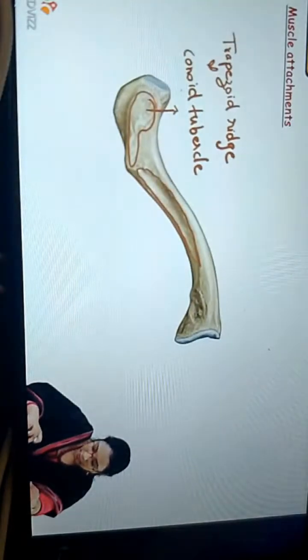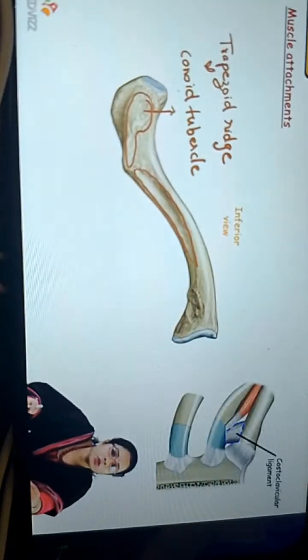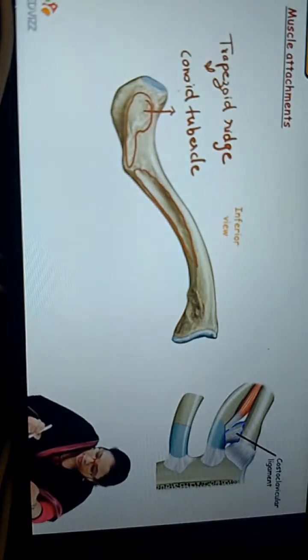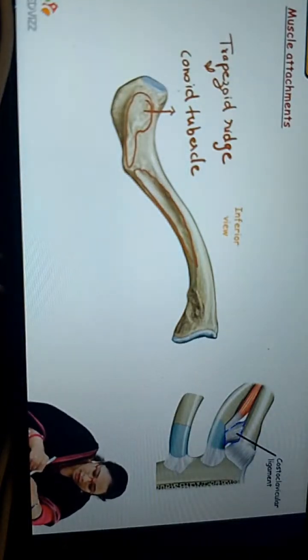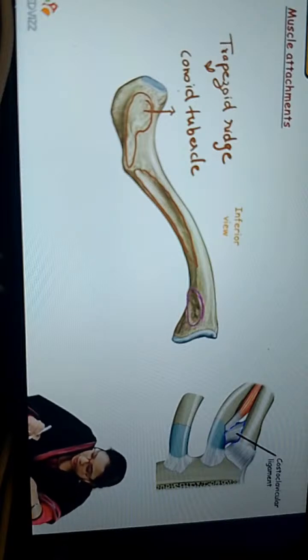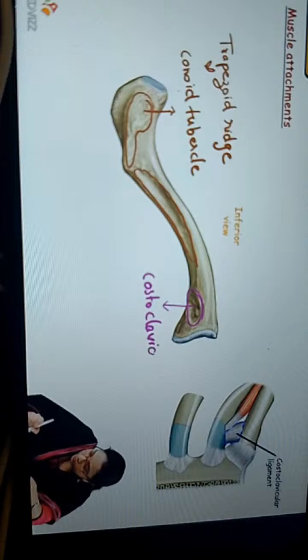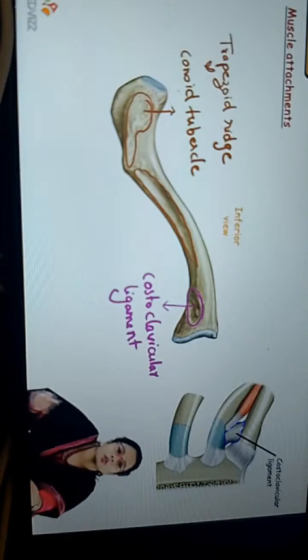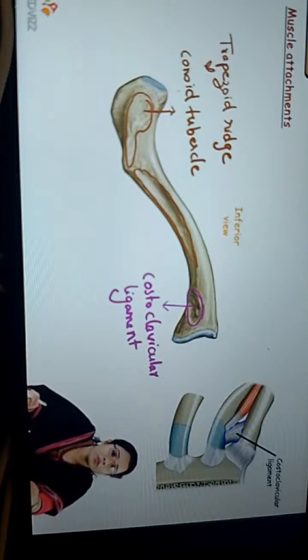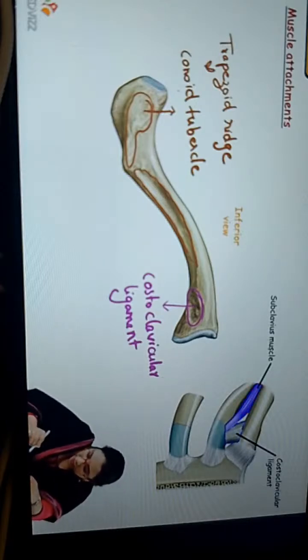The inferior surface, medial two-thirds, gives attachment to a ligament called the costoclavicular ligament. Costo means the ribs. The middle part of the inferior surface, where we have seen the subclavian groove, gives insertion to the subclavius muscle.